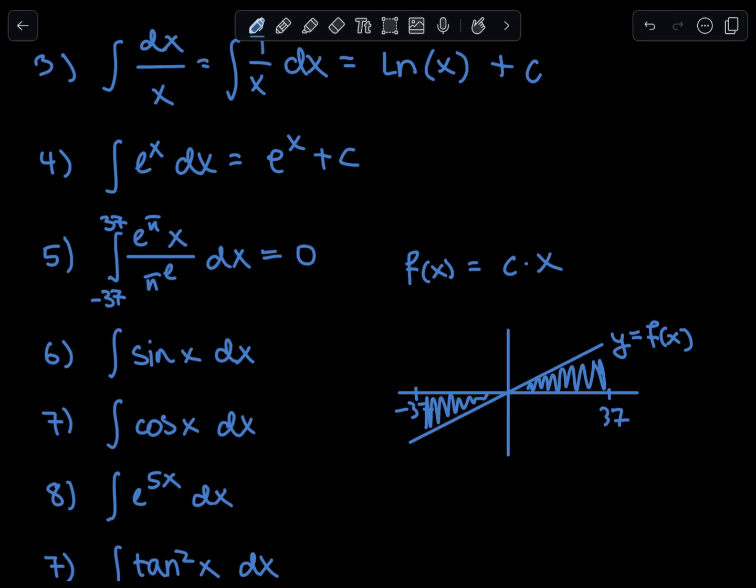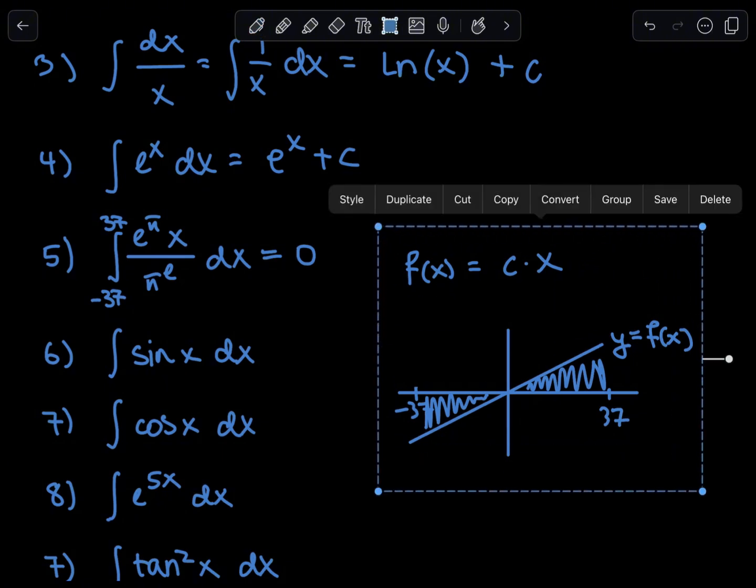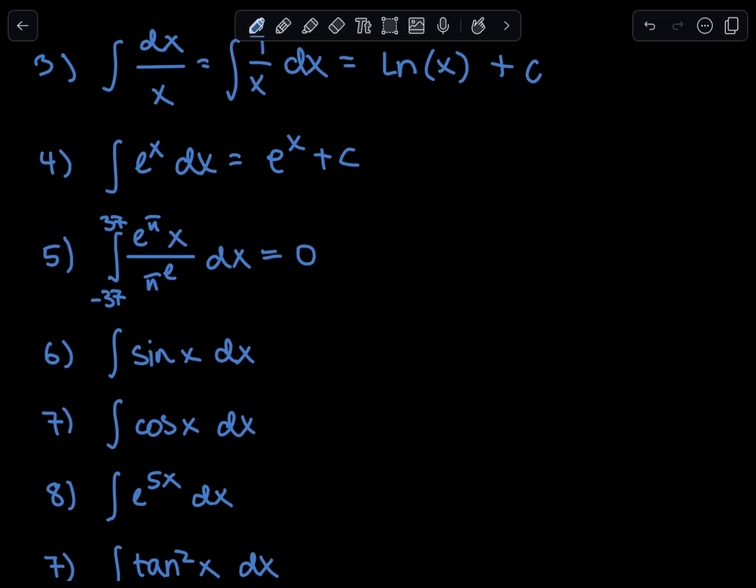And don't add plus c because it's a definite integral, okay? Definite integrals are just about what the area is, and the area is always a number. You don't have to add this plus c since we know exactly what it is. But we can also do this another way.